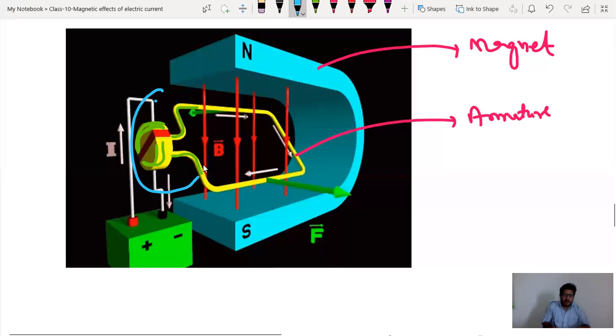This part is the commutator segment, where the brushes are connected. Here one brush will be present, here another brush will be present. This blue color marking you can find, this is the brush, which is used to reduce friction, and at the same time to pass electricity so that it will rotate.